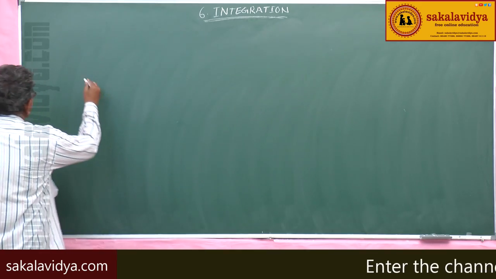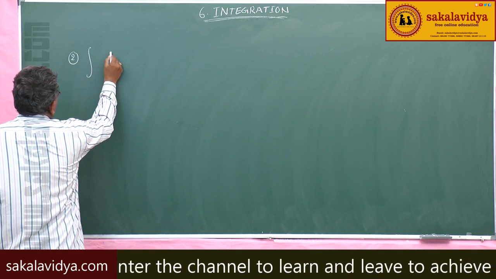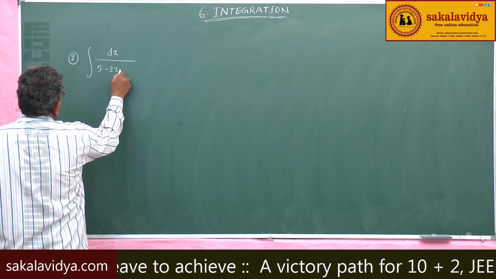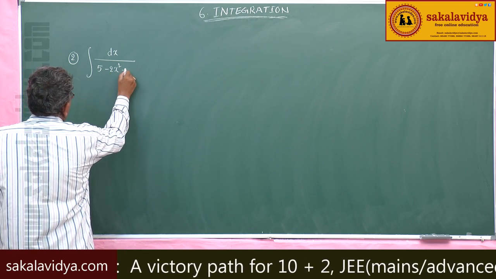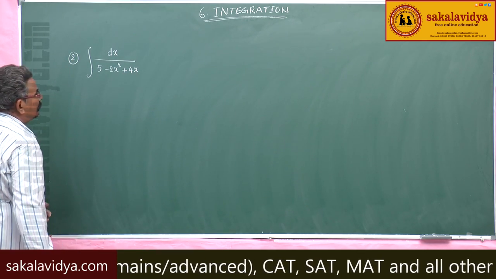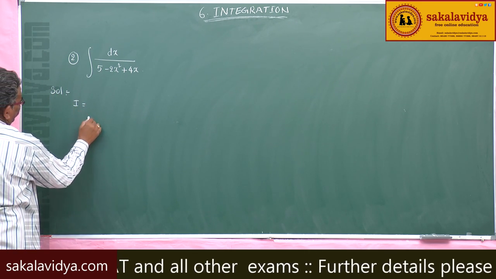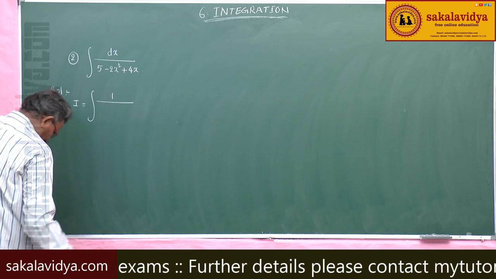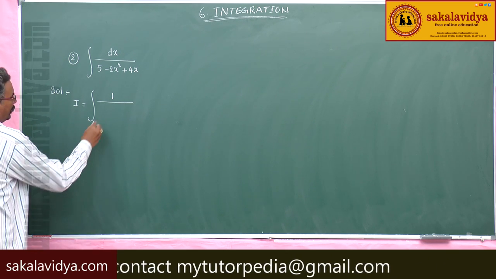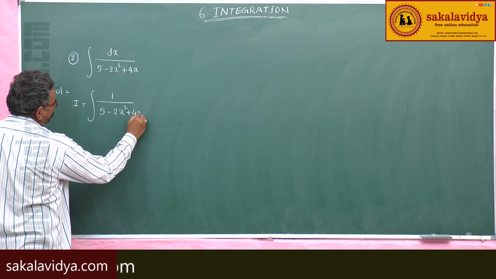Next, second problem. Find the integral of dx by 5 minus 2x square plus 4x. I is equal to integral 1 by 5 minus 2x square plus 4x dx.